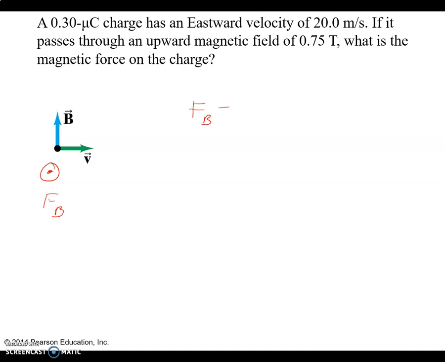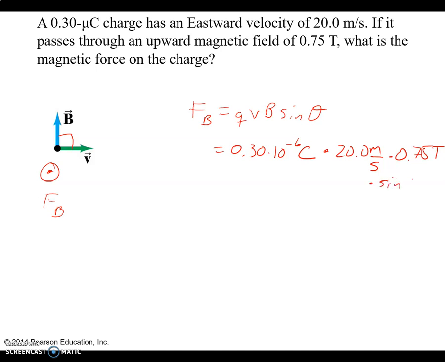So in this case, we're dealing with an electric charge. So we're going to use this form of the equation, that the magnetic force is equal to qvB sine theta. q is 0.30 times 10 to the minus 6th coulombs times the velocity of 20 meters per second times a magnetic field of 0.75 tesla. And what's the angle between your velocity and your magnetic field? Well, in this case, it's a right angle. So we're going to multiply that by sine of 90 degrees, which, by the way, is just 1.